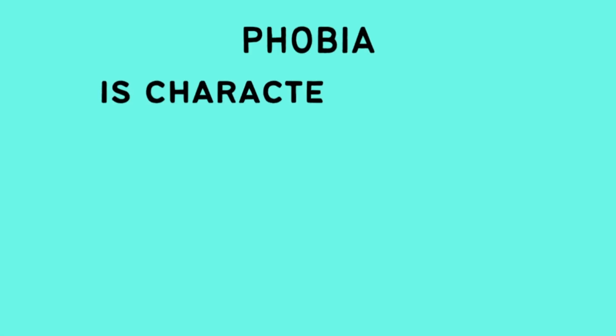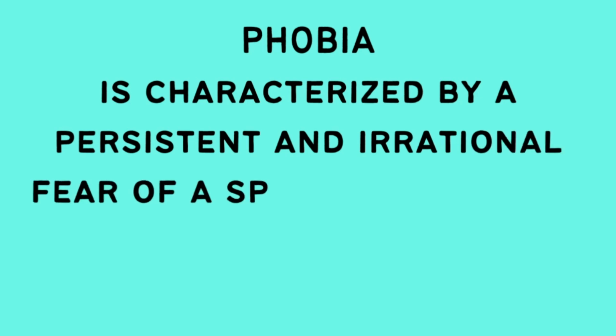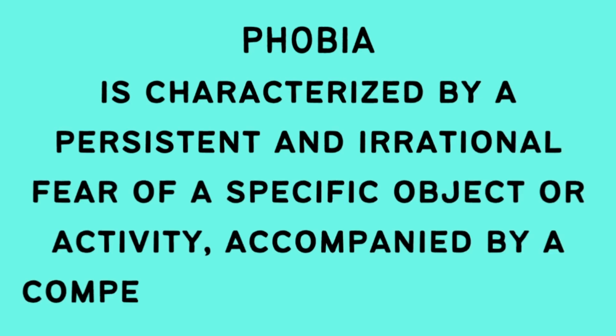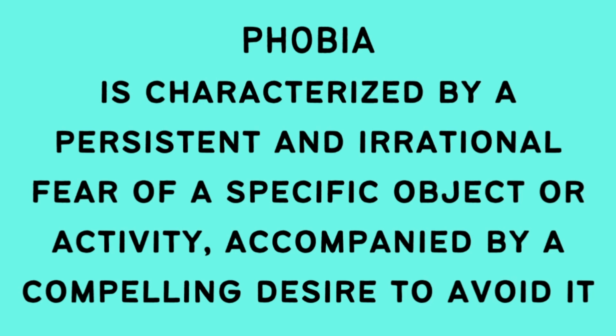And phobia is basically an irrational avoidance of certain objects, okay? So it can be a snake, which can hurt you, and even a spider for that matter. But it's basically an irrational fear that we have and we try to avoid it. And like I've already said in the psychological disorder or abnormal behavior video, if it interferes with our normal day-to-day life, then it is a problem. Now, the definition of phobia: it is characterized by persistent and irrational fear of a specific object or activity. It is accompanied by a compelling desire to avoid it.